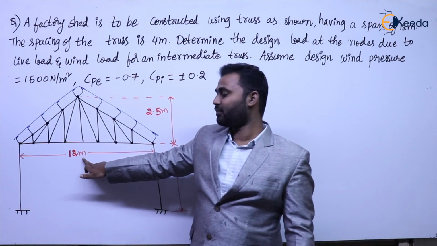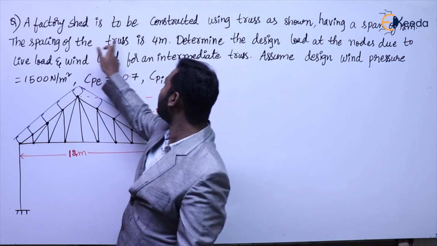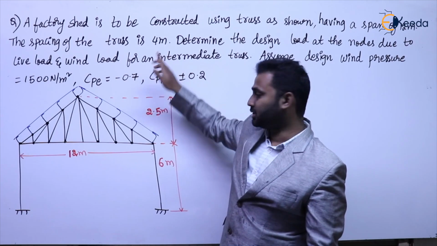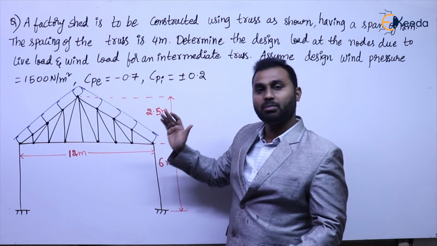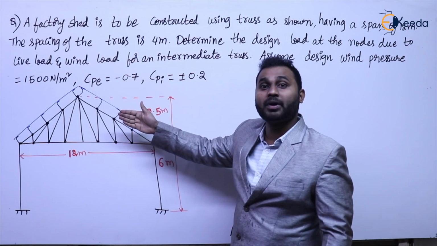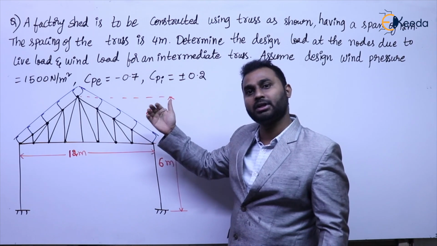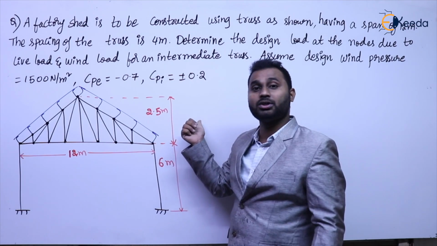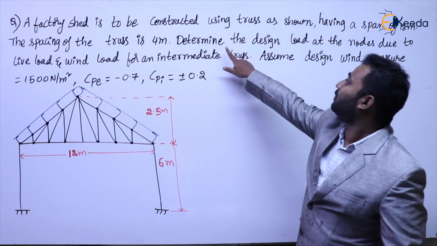See here, the span of the truss is 12 meter and the spacing of the truss is 4 meter. It means in the diagram we can see only one truss, but there exist some other trusses in the plane perpendicular to the plane of this board. Now what is being asked?